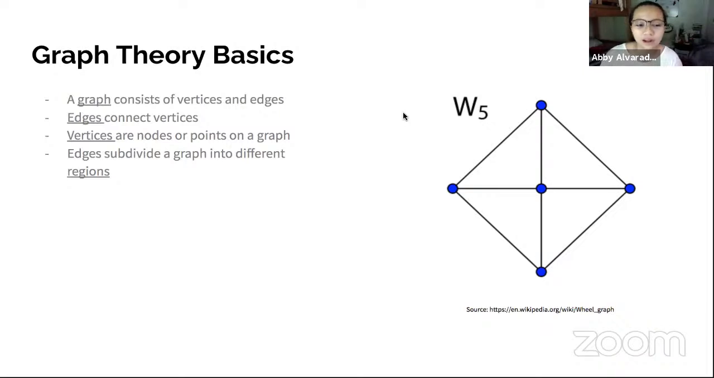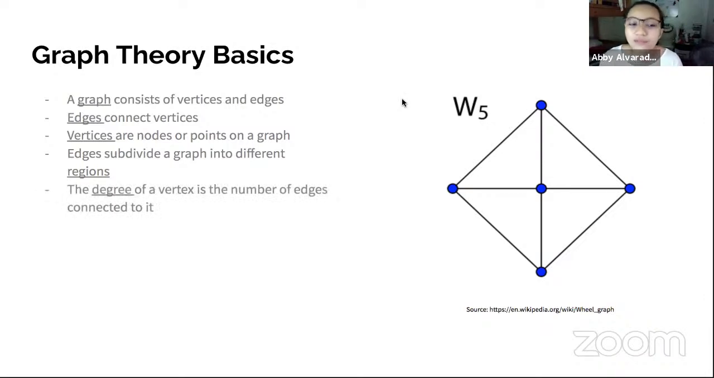Edges subdivide a graph into different regions. So a region is the different portions of the graph. So here on the wheel graph of 5 vertices, we have 5 regions. So we have the 4 triangular regions, and then we also have the region outside the graph. So that's a total of 5 regions.